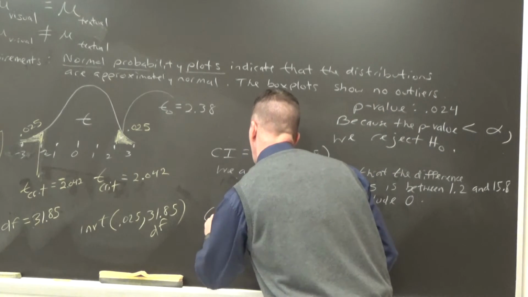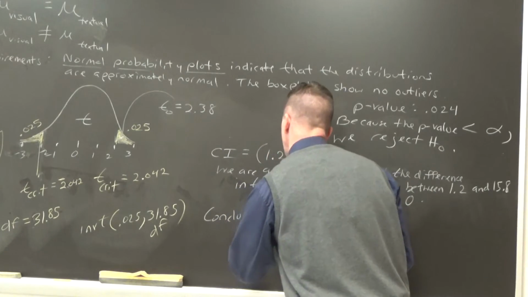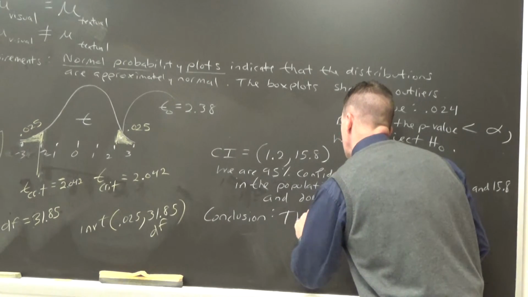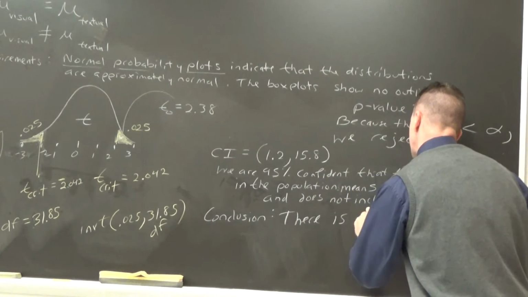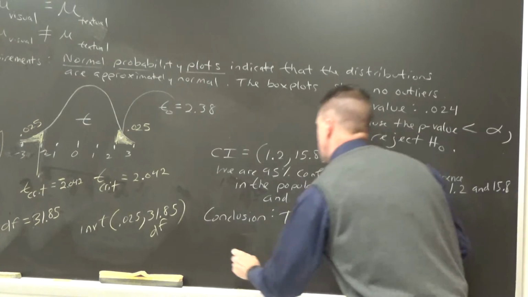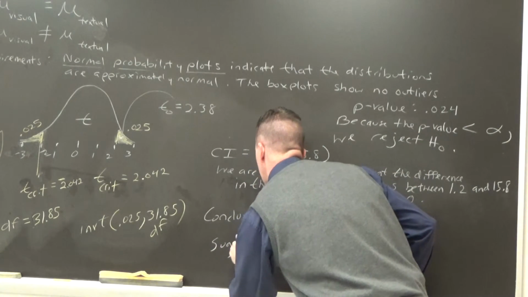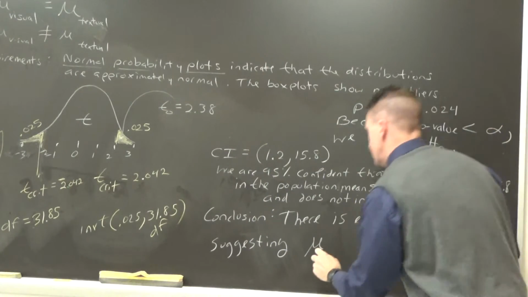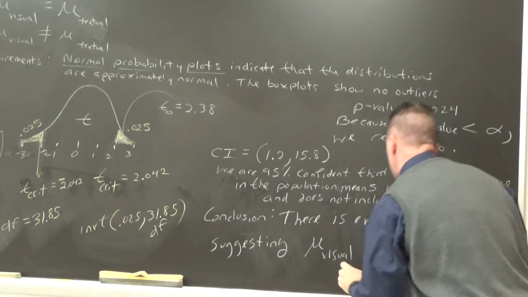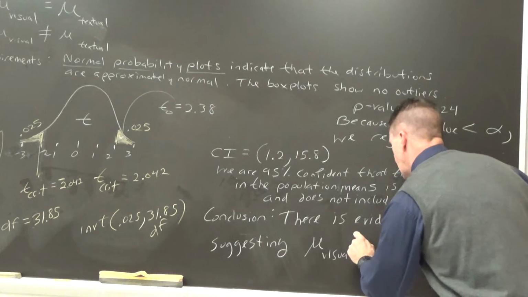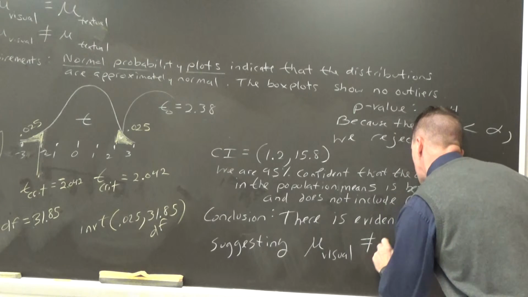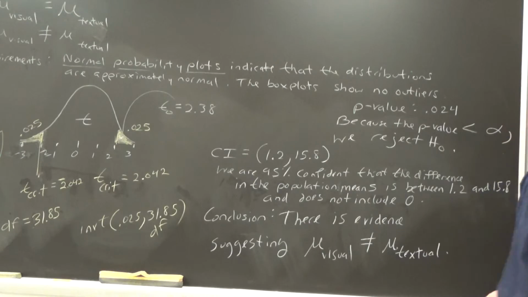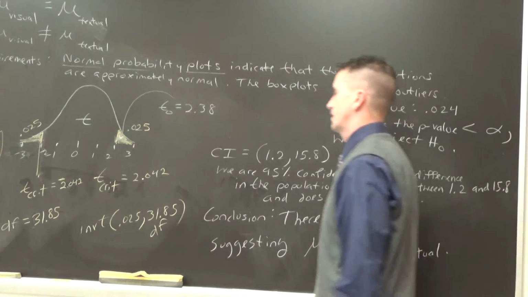So now I'll state my conclusion. Conclusion! I'll wait till the end to do this, but we knew it a long time ago. We looked at that p-value. We knew this. There is evidence suggesting mu of visual is not equal to mu of textual. Yeah? That cool?